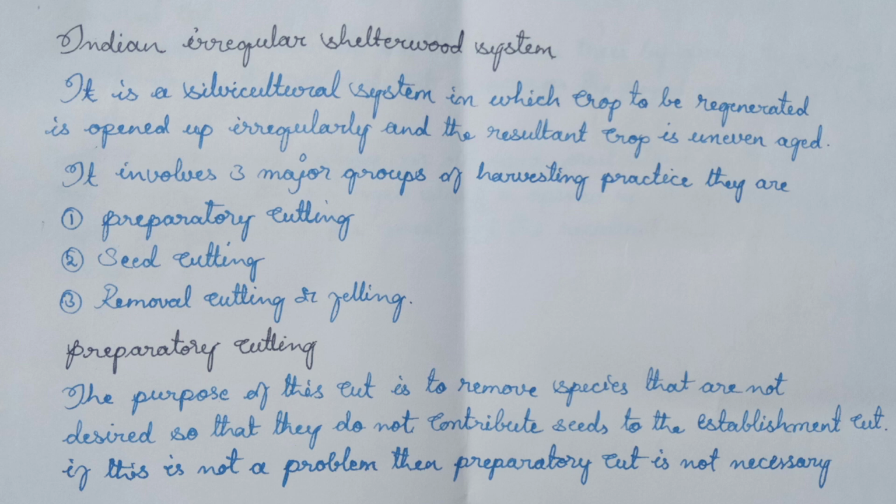See, it involves 3 major groups of harvesting practice. They are preparatory cutting, seed cutting, and removal cutting. Number 1, preparatory cutting. The purpose of this cut is to remove species that are not desired, so that they do not contribute seeds to the establishment cut. If this is not a problem, then the preparatory cut is not necessary.